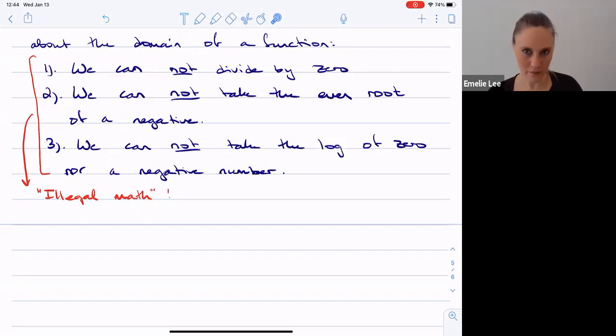Yeah, so this log is log of any base. So log base E, log base 4, totally.